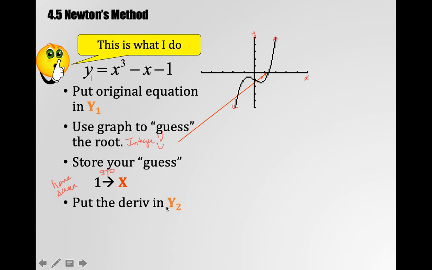Now I want you to put the derivative into y2. This derivative is easy to do, 3x squared minus 1, or you can just do math 8, the actual derivative, or you do math 8 with the function that's in y1.